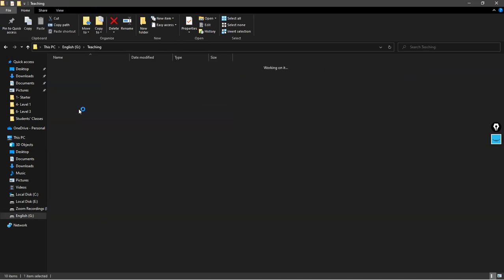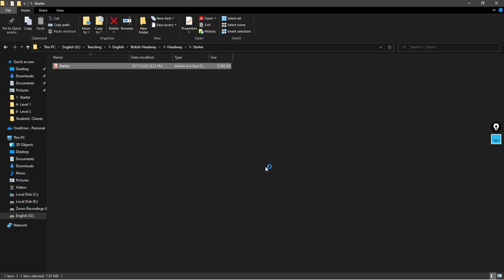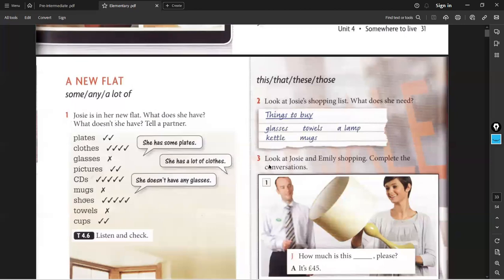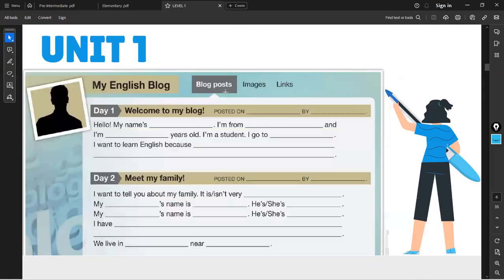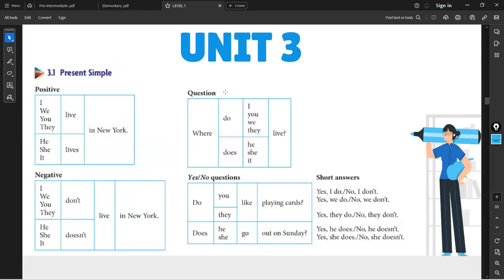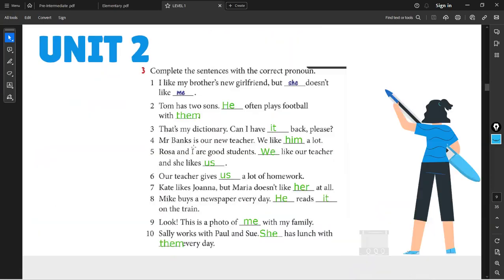Now, let me show you the rule of using some and any, lots of, a lot of. This is it. So, let me go down to show you the rule. This is prepositions. We have exercise this. No, I think it is up.